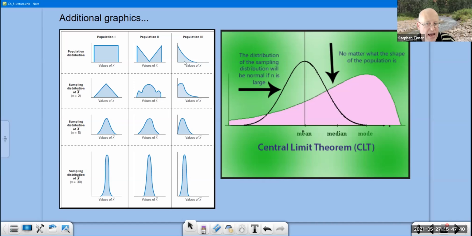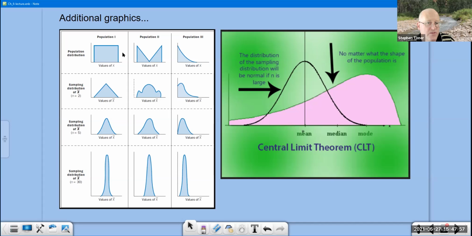It says, as we increase our sample size from 2 to 4, look at that 4, it's starting to look like a bell curve, right? Once we get up to 30, it is even more so a tall, skinny normal curve, but normal nonetheless.